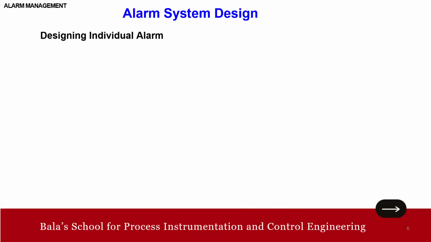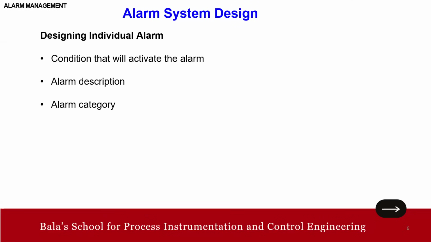So the specific aspects of design for each alarm include the condition that will activate the alarm, meaning normally a static set point, but activation may be dynamic, right? Based on the rate of change or discrepancy between two sensors. So the point is the condition that will activate the alarm needs to be noted, okay, focused. Then alarm description, that is also very important when we design an individual alarm. Then alarm category, what type of category? So process, safety, all these. Then what priority? What is high, low, medium, all these.